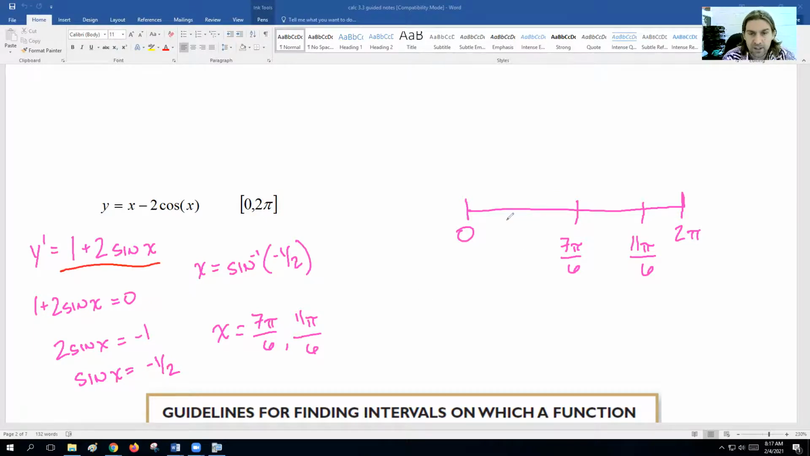So let's pick a number, and I would pick a number on the unit circle that's easy to plug into. So how about pi? What is y prime of pi? If we plug that in, what's 1 plus 2 times sine of pi? Let's see, the sine of pi, sine is y, that's 0. So what's 1 plus 0? Well, that'd be 1. So that's a positive.